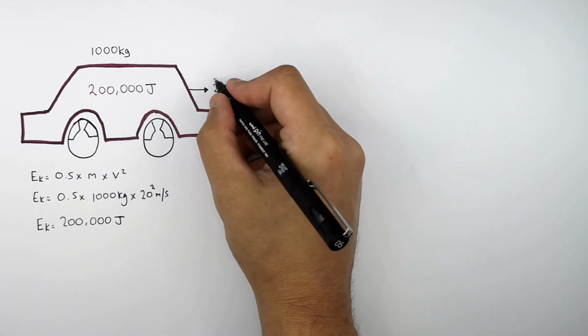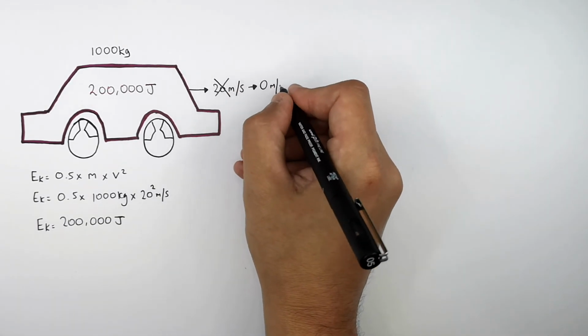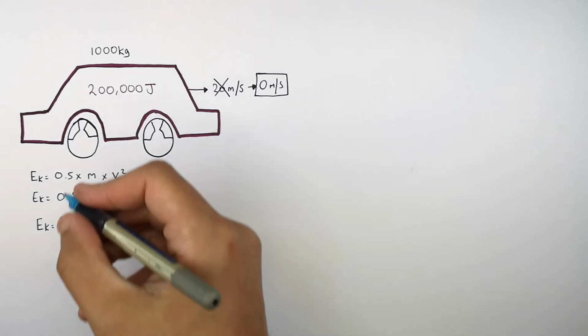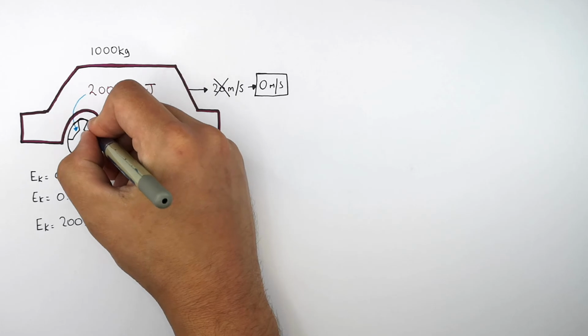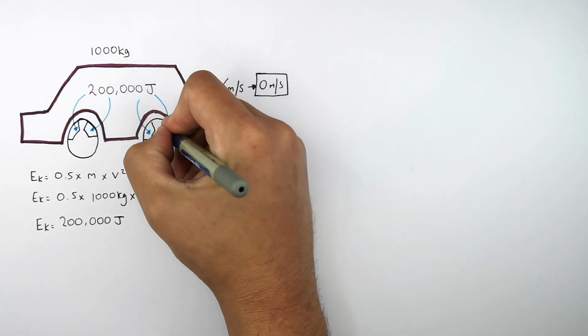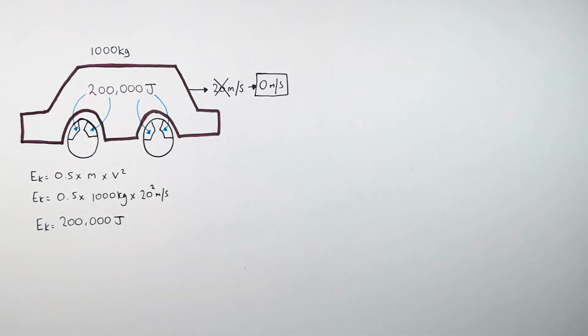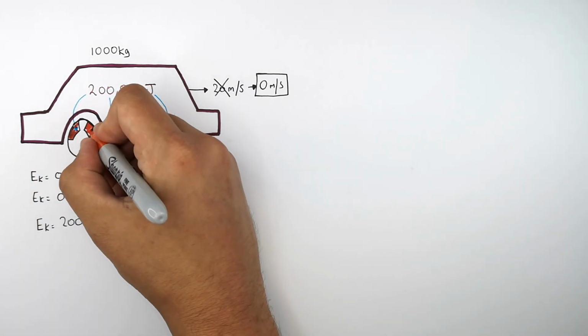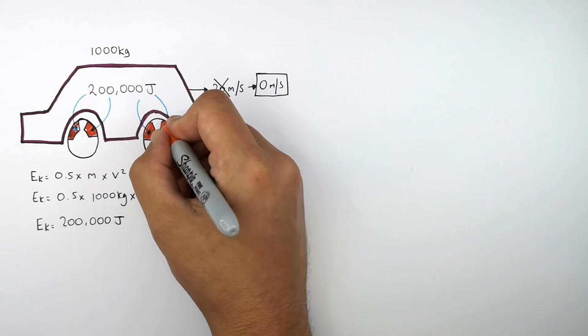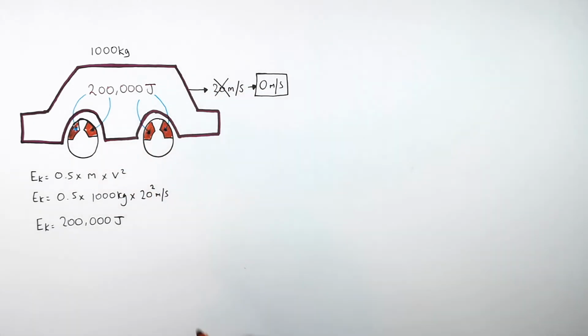So to go from 20 meters per second to 0 meters per second, the car must transfer the 200,000 joules of energy stored in the kinetic energy store of the car to the brakes. So to come to a stop, the car must transfer 200,000 joules of energy from its kinetic energy store to the thermal energy store of the brakes.